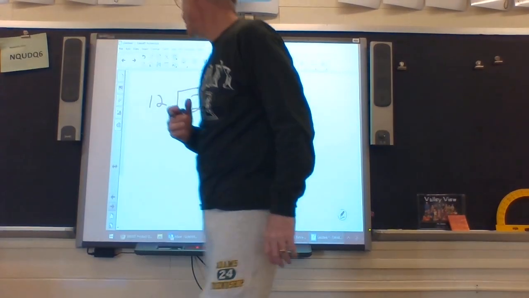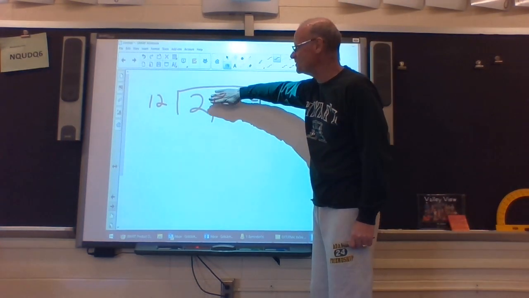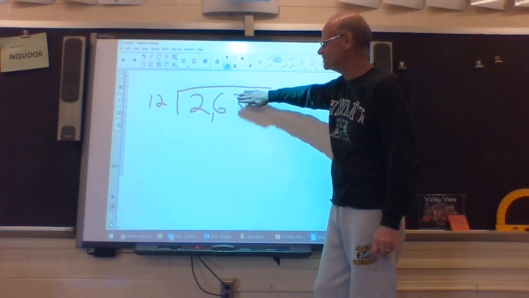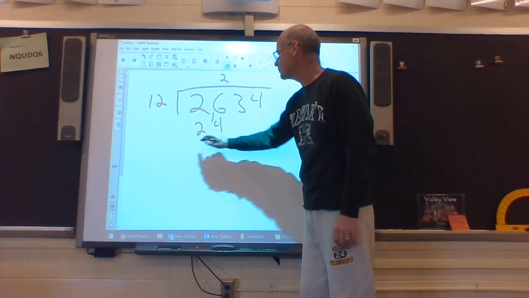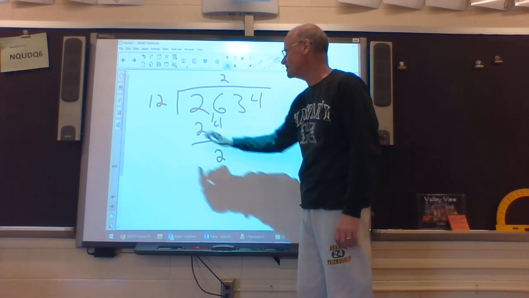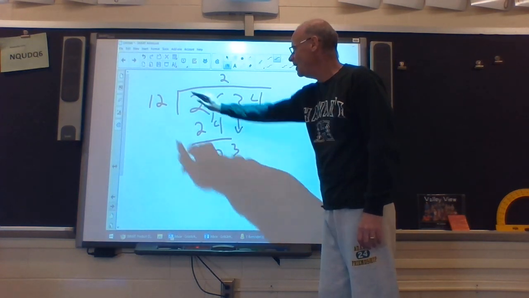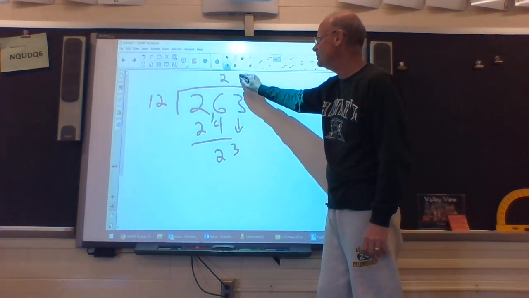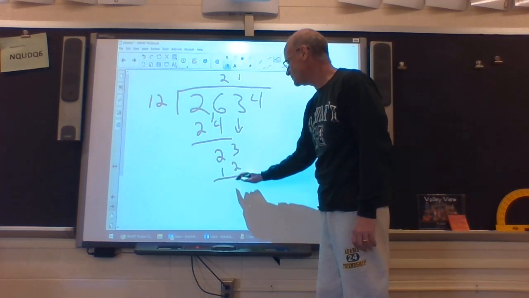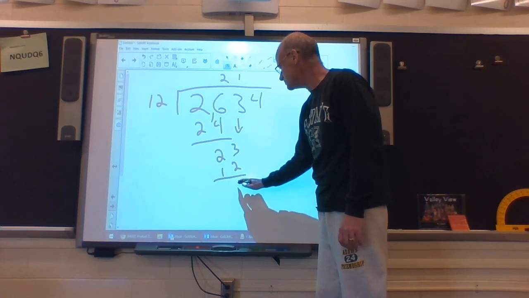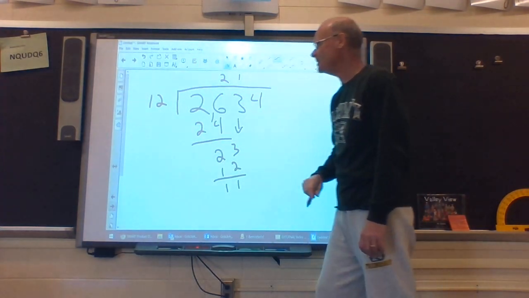Okay, so I think I'll just do this one standard algorithm. So how many 12s in 2? None. How many 12s in 26? I know 12 times 2 is 24. I subtract, I get a 2. Is 2 smaller than 12? Yes. I can bring down my 3. How many 12s in 23? I know it's only 1 because 2 12s are 24. So I have to subtract 12. 3 minus 2 is 1. So I'll get 11. Is 11 smaller than 12? Yep, I'm good to go.